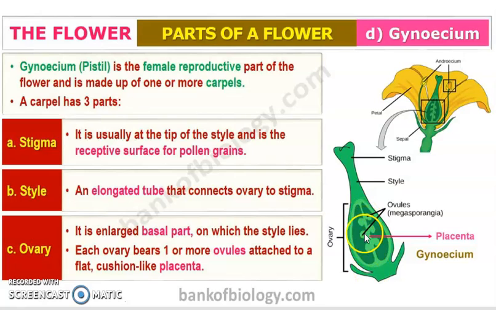This placenta is not the same way in all flowers. It will differ. We will learn about that in the next part. Every ovary bears one or more ovules attached to a flat cushion like placenta.